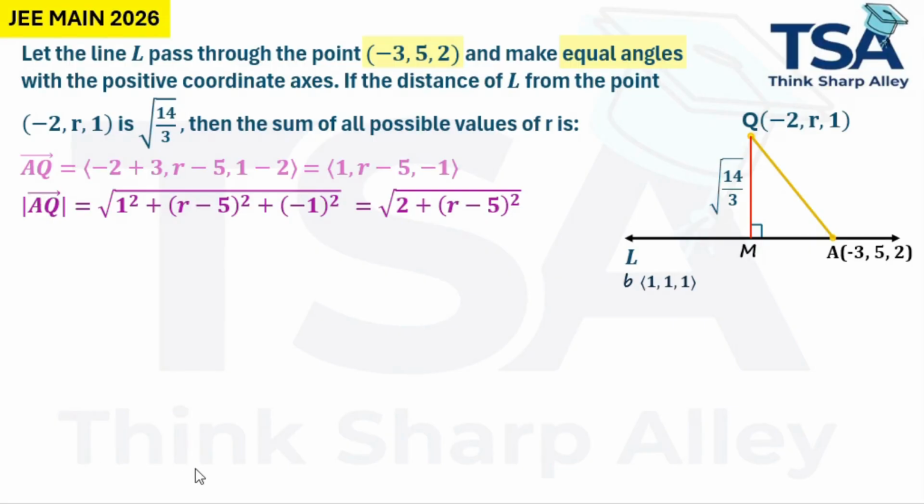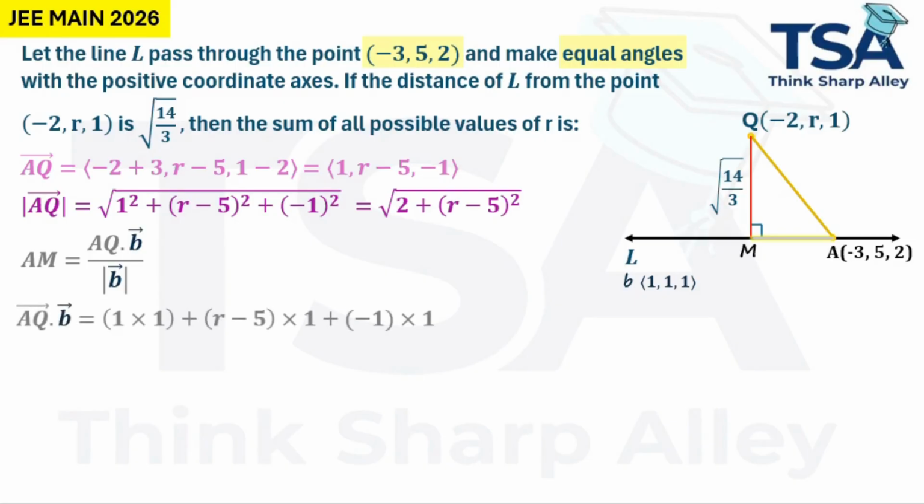Now for step 2, we find the base AM. Instead of finding the exact 3D coordinates of point M, we just find the length of its shadow using the scalar projection formula. We dot vector AQ with our direction vector b and divide by the magnitude of vector b. So let's do the dot product first, AQ dot b. So we multiply component-wise. Since b is (1, 1, 1), multiplication is simple. So we get this, and on simplifying we have just r - 5.